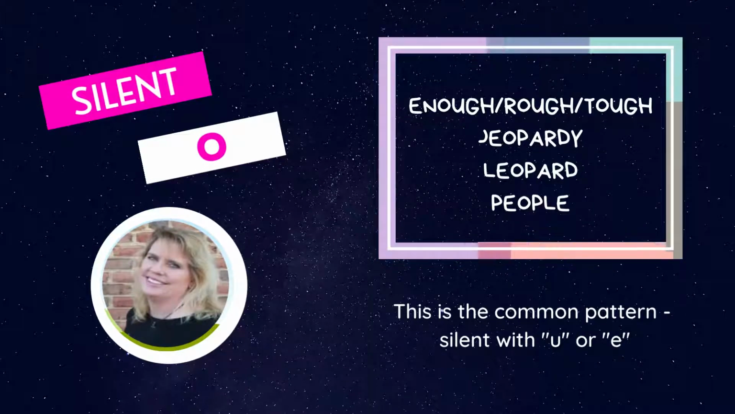Here are 6 words that are examples of words that are silent O words. The first 3 are enough, rough, tough. The second ones are jeopardy, leopard, and people. Okay?